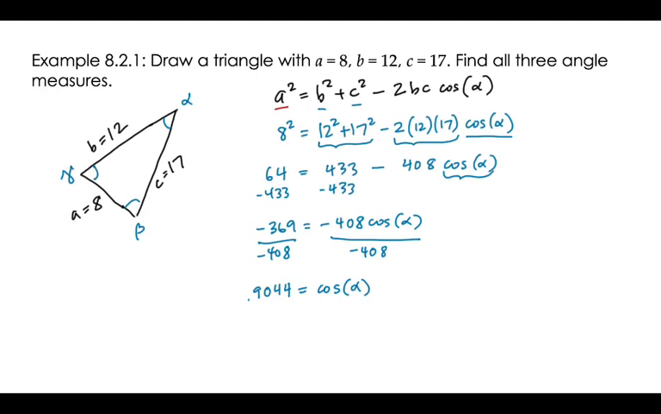We want to rewrite this. Remember, inverse functions swap input and output. So we'll end up with the cosine inverse of 0.9044 equals alpha. The alpha was inside the cosine, which means it's outside the cosine inverse. 0.9044 was outside, the output of cosine, so it's the input of the cosine inverse.